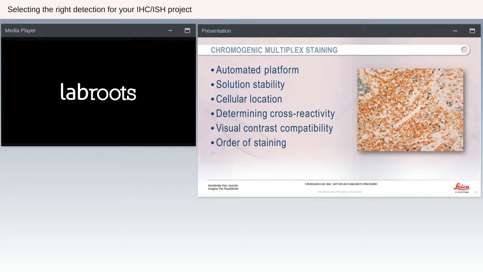And then visual contrast compatibility. You can kind of see by looking at this that the brown and the red are very close in the color family. So it can be tough to distinguish red from brown, and especially if red and brown are on the same cell, if they're co-localized, it can be very tough to see this. Whereas the blue-green has a nice strong contrast against those colors.